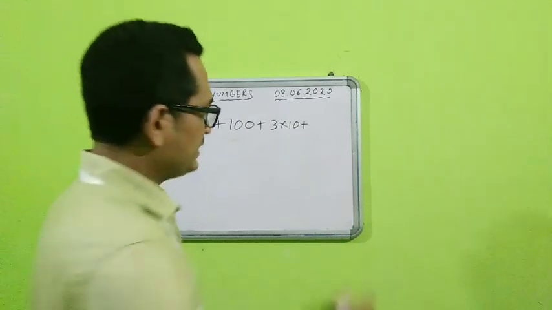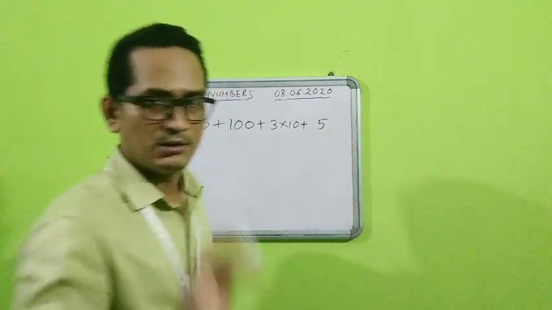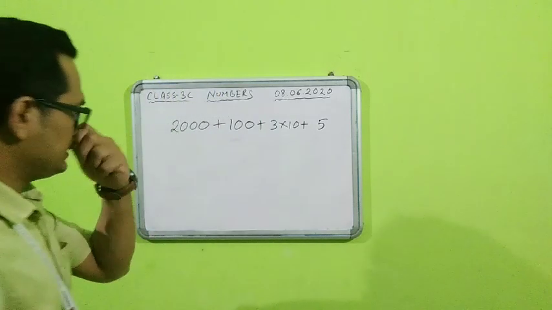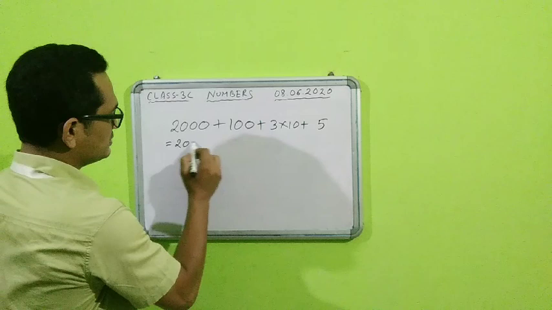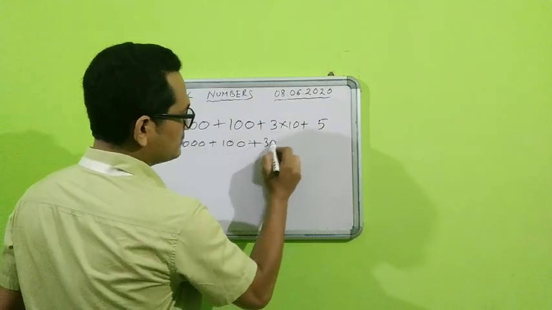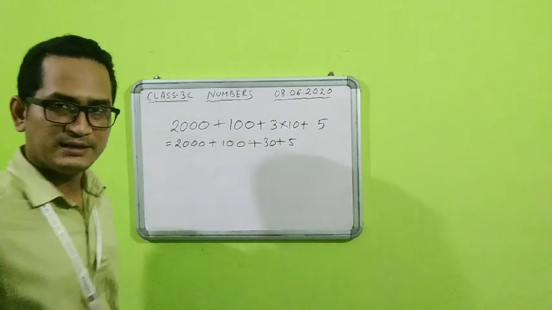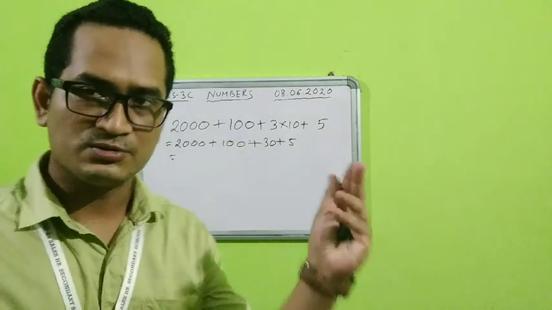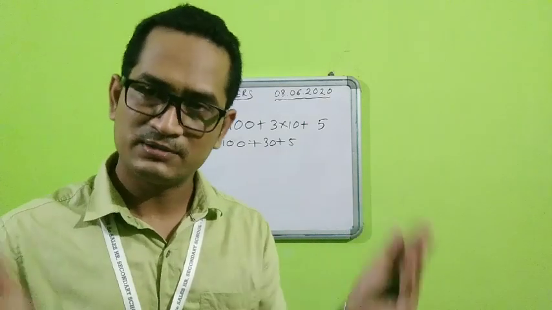There is a coin also, and that is a 5 rupee coin. So that is a single coin, so keep it as it is, 5. Now students, you have to calculate this. This is 2000, this is 100, this is 30, and this is 5. 3 into 10, that is 30. Now is this an expanded form or not, students? Now just combine them, or you can say write down the standard form.